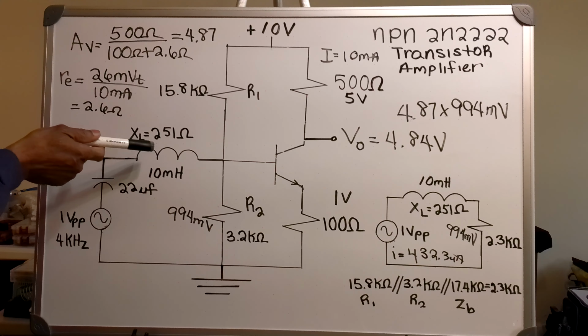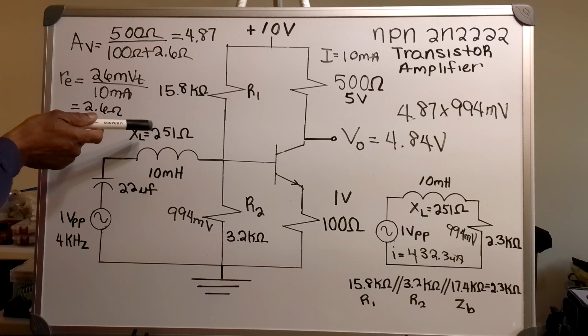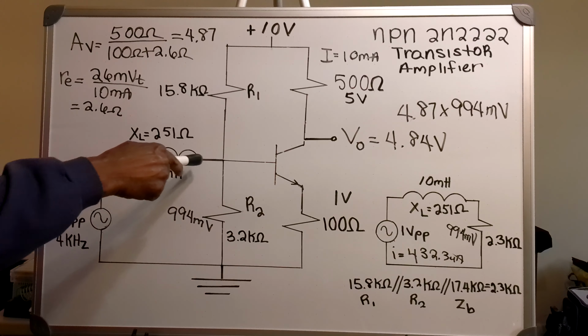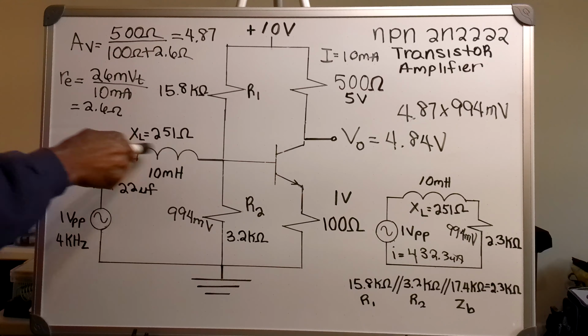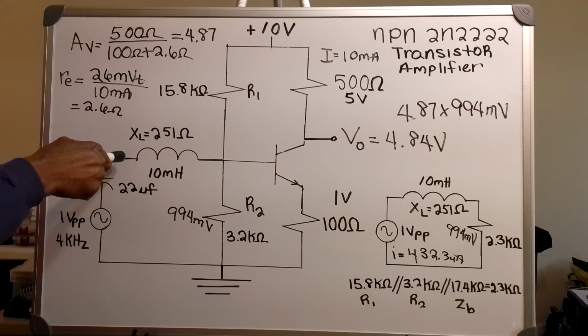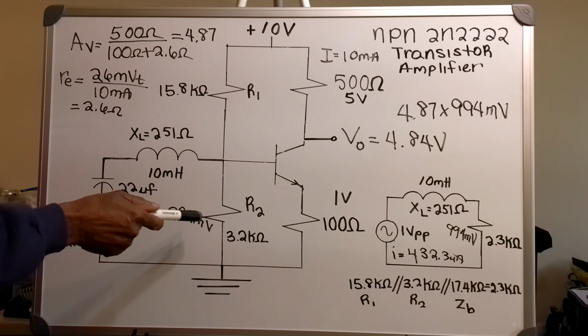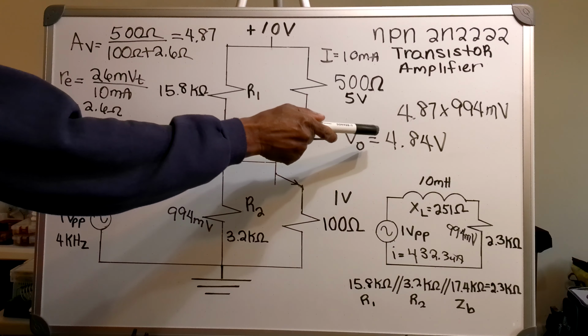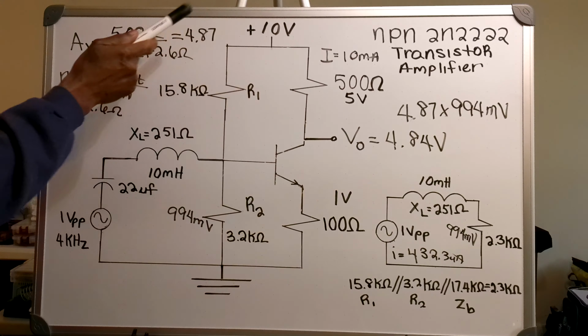Now, if you increase the frequency, you will get more voltage across the inductor and a smaller voltage on the input, which also means that you will get a smaller voltage on the output.